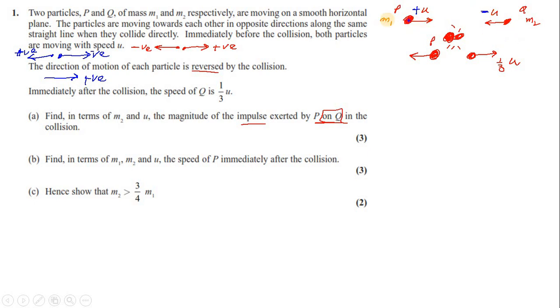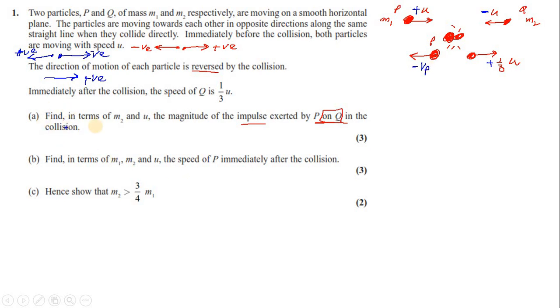So the momentum of P I will take positive, and the momentum of Q I will take negative, minus m2u, something like this. And after collision, because directions are reversed, the velocity of particle Q will be taken as positive, and the velocity of P will be taken as negative. Let's suppose Vp, it is minus Vp.